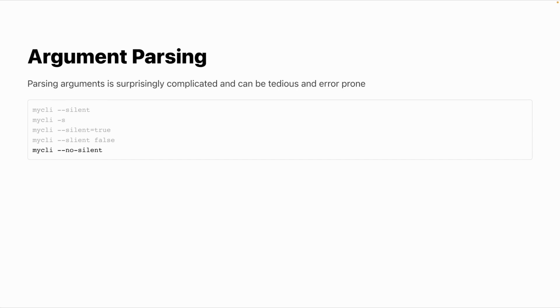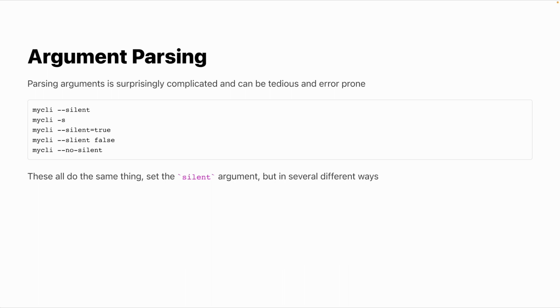It's --no-silent. And all of these basically do the same thing. They set the silent argument, but in several different ways. And this is just one simple example of argument parsing. And you can see there's already quite a lot of different ways to do the same thing.